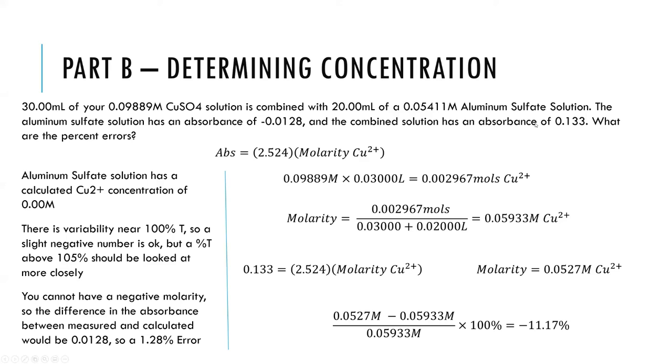The example gives that it had a measured absorbance of 0.133. So looking at the molarity of the copper 2+ ion, your measured molarity was 0.0527 molar. So now you have a measured molarity and a calculated theoretical molarity, and you can determine a percent error of this particular solution.